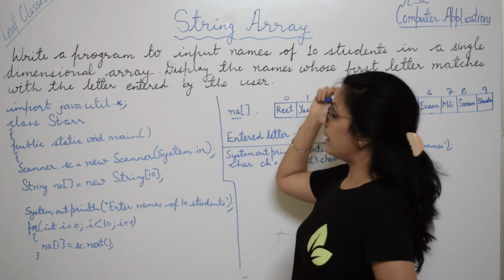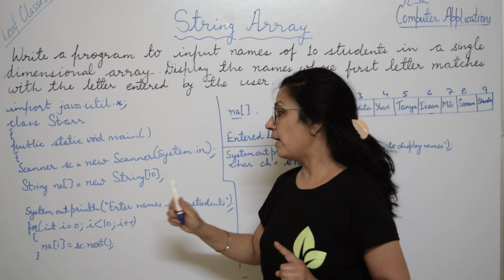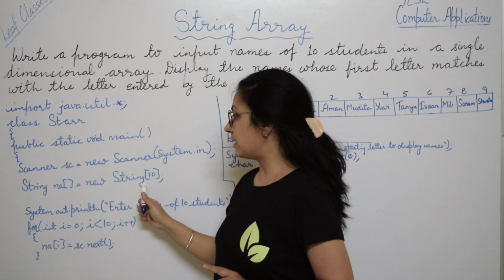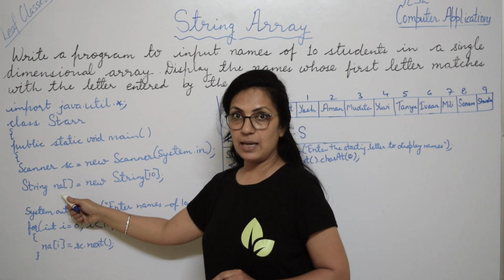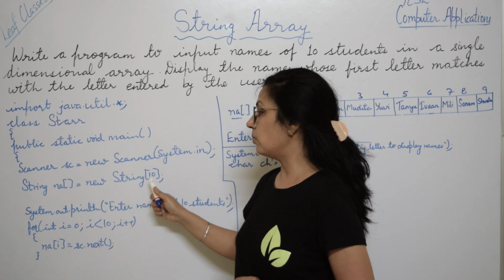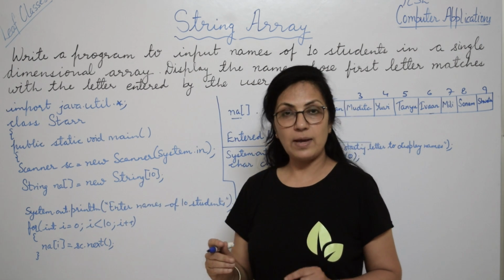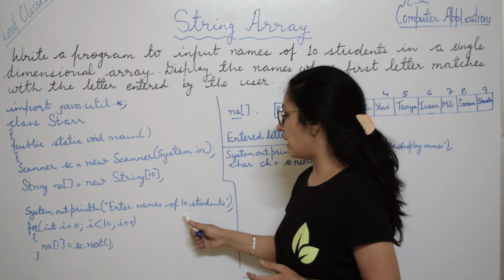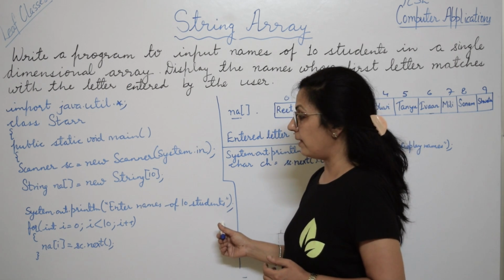Now the array size is 10. So we have declared one String type array of size 10. String na is the array name, equals new String[10]. Now what we have to do, like I told you, is always the input part first. So I have given the message here to enter the names of 10 students.